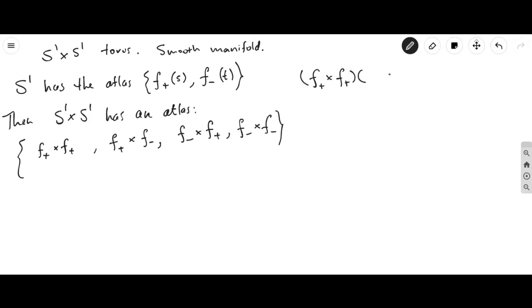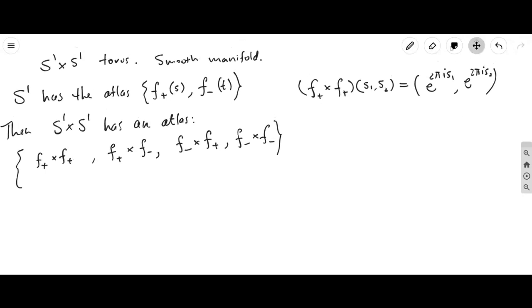So this is a function. Since the torus is a two-dimensional manifold, you're going to have two coordinates. It's going to be something in R2. So let's say we call the coordinates S1, S2, because we're going to have two of them. And then this is given by the first function followed by the second one. So that's going to be f plus, that was the function e to the 2 pi i s1, comma e to the 2 pi i s2. And this is going to be a point on the torus.